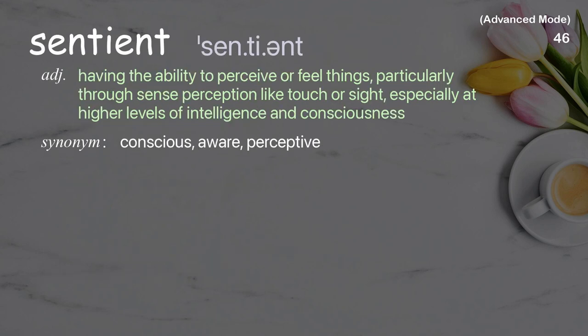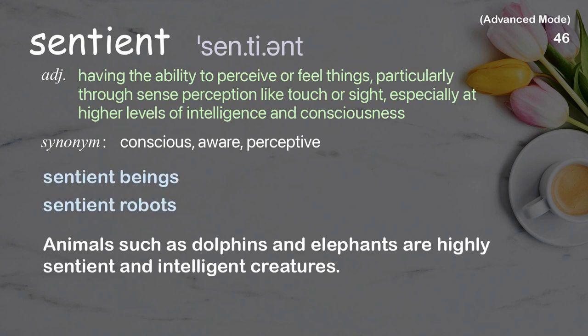Sentient. Having the ability to perceive or feel things, particularly through sense perception like touch or sight, especially at higher levels of intelligence and consciousness. Examples: sentient beings, sentient robots. Animals such as dolphins and elephants are highly sentient and intelligent creatures.